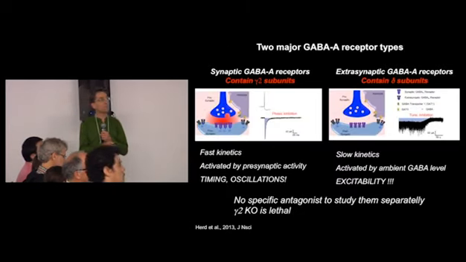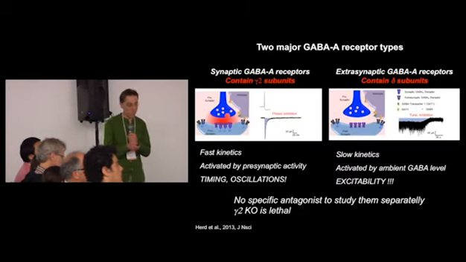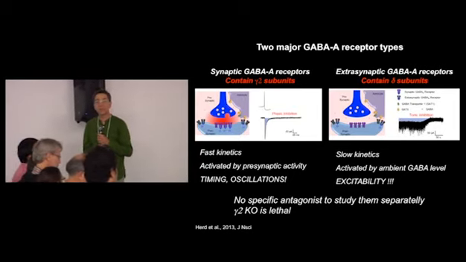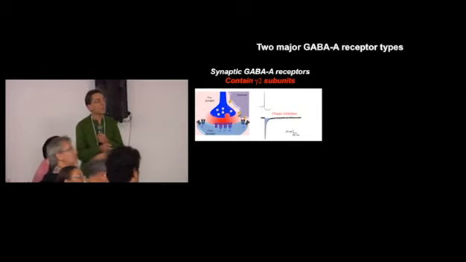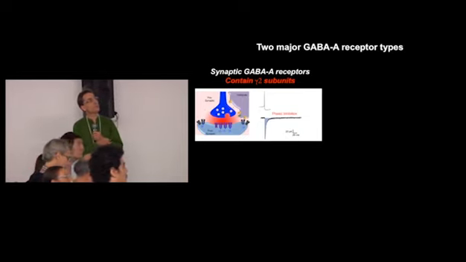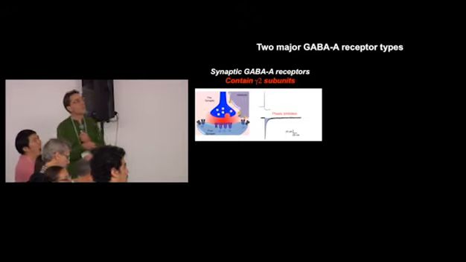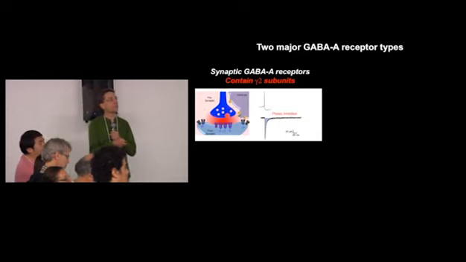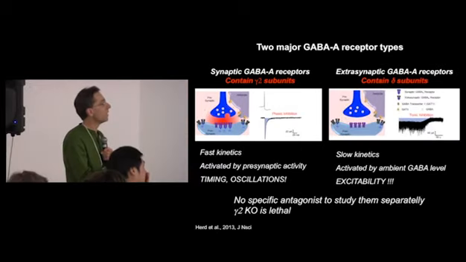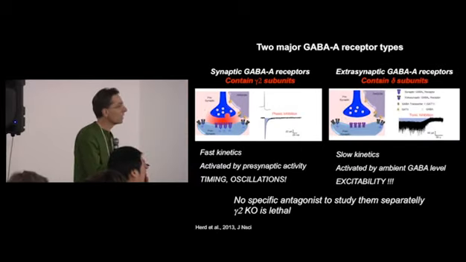But hopefully it has been shown that there are two major GABA-A receptor types in the brain, so not all combinations exist. One of the most important ones is the synaptic GABA-A receptors, which always contain the gamma-2 subunit, and they are present in the synapses. These are the classical synaptic receptors. They are activated with very fast kinetics, linked to an action potential.